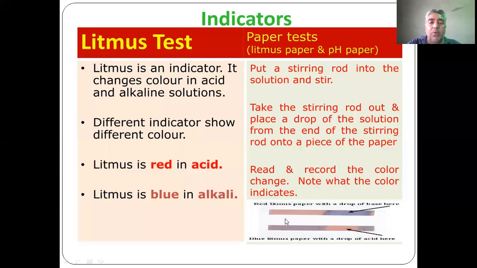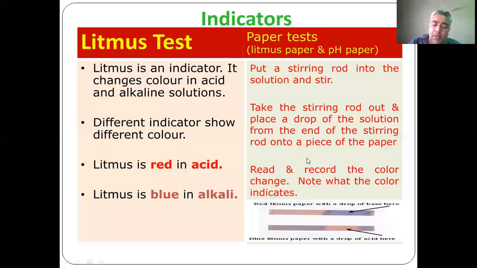For this, how can we check the litmus test? Put a stirring rod into the solution and stir it. After that, put a litmus. It will give red color in acid and blue color in base. Take the stirring rod out of the solution. Put a drop of the solution from the end of the stirring rod onto a piece of the paper. Read and record the color change. Note what the colors of the indicators are.